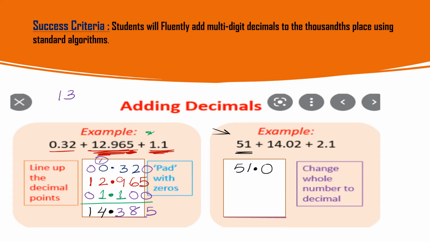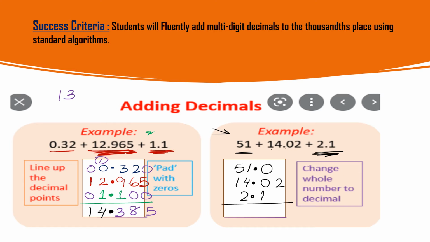Okay. Now write here 14 plus 0.02. Now under the point, we write the point. Then here 14, so we put 4 and here 1, and 0 under the 0, and then 2 beside this one. Then we have here 2.1. So under the decimal, before the point there is a 2 and after the point there is 1.